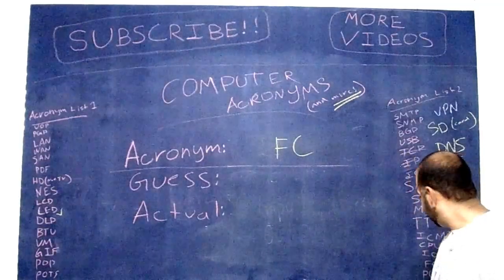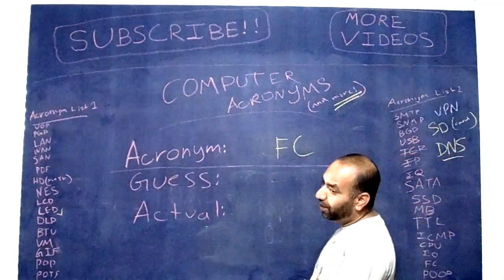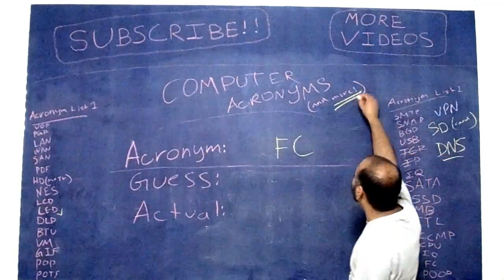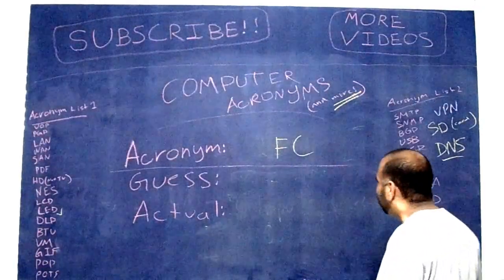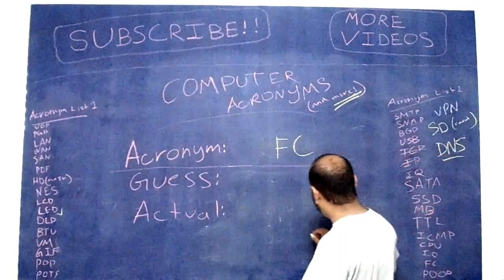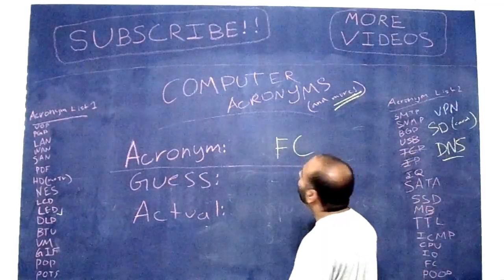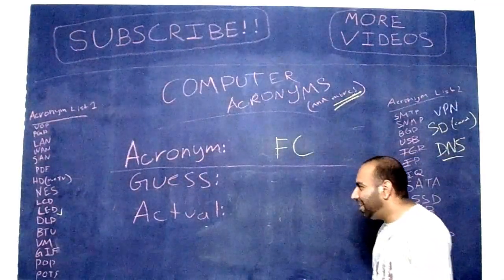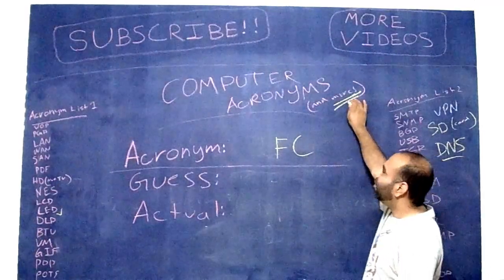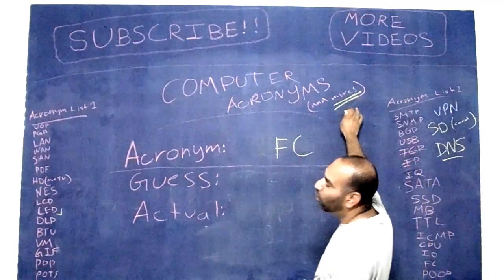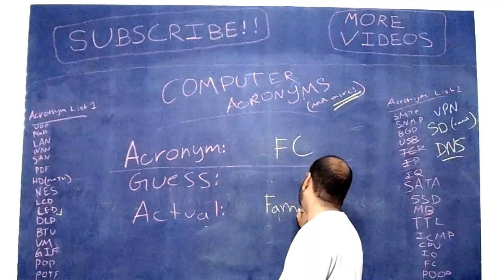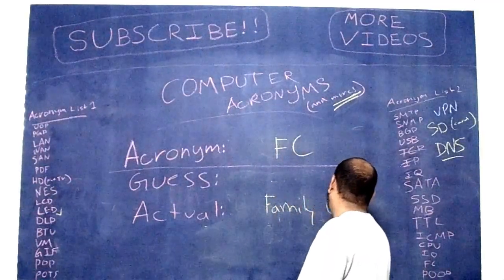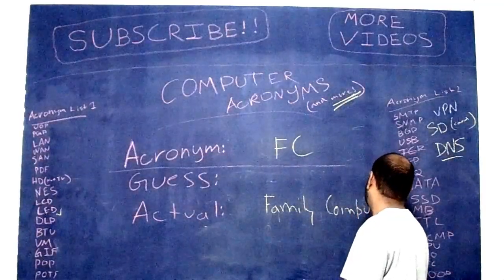FC. Football club. Actually soccer. Not football club, because we're not talking about soccer, even though it might be listed here. But FC in the computer world. Oh, I know what this is. It's the Family Computer, the Nintendo Family Computer. That's the Japanese version of the Nintendo Entertainment System.